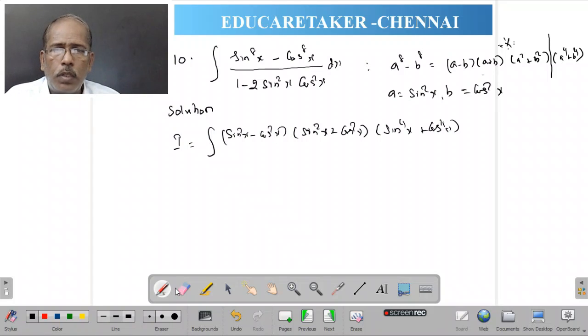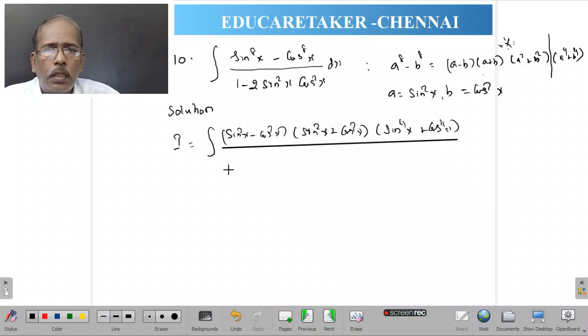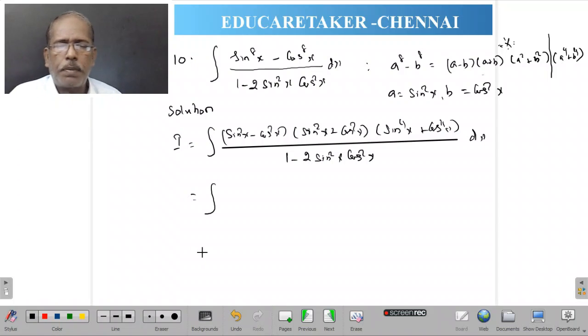At present, not to disturb the denominator. So we can have the same denominator, 1 minus 2 sine square x into cos square x. Clear? If we continue the simplification process, sine square x minus cos square x is minus cos 2x.